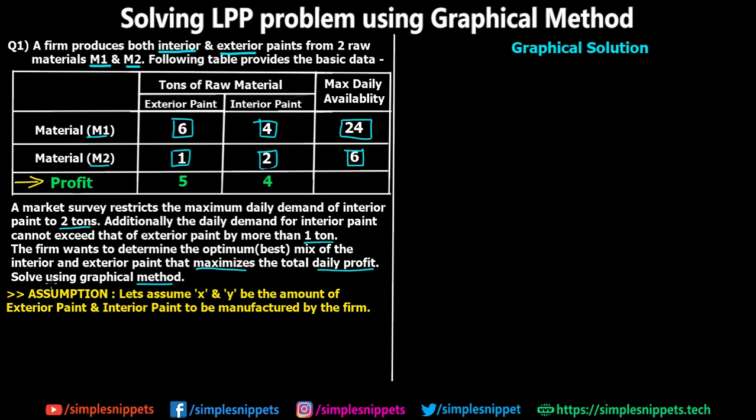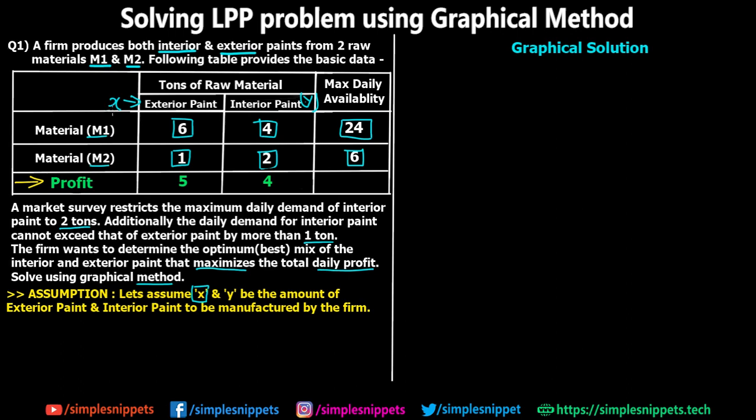And in the assumption, we assume that let X and Y be the amount of exterior paint and interior paint to be manufactured by the firm. Because we want to convert this entire word problem into algebraic expressions and formulate the LPP, we have to make certain assumptions, and the assumption that we are making here is let X, that is this small alphabet X, be the amount in tons of exterior paint. So exterior paint is X and the amount of interior paint that we are going to make is Y.